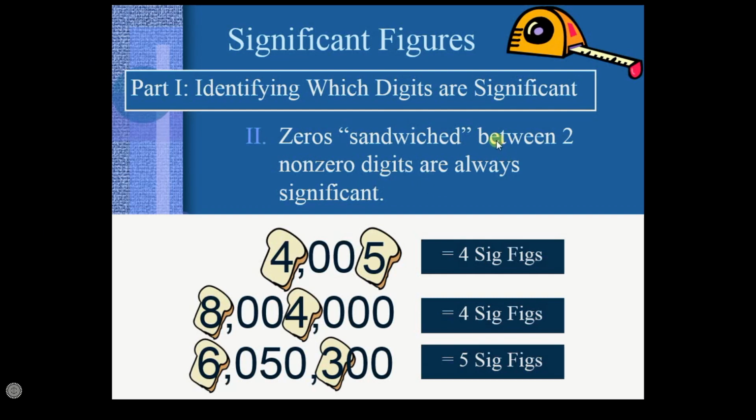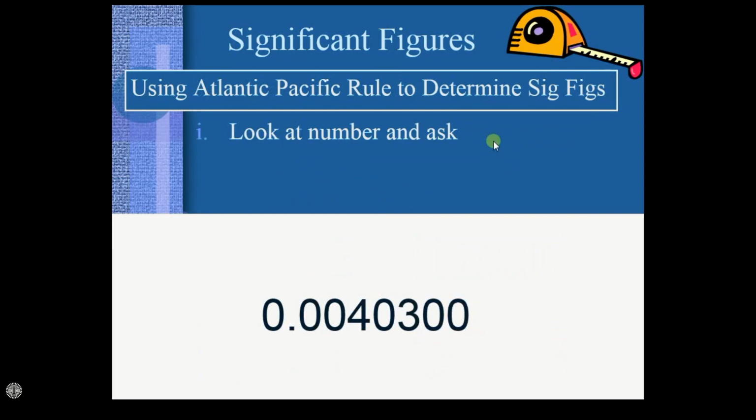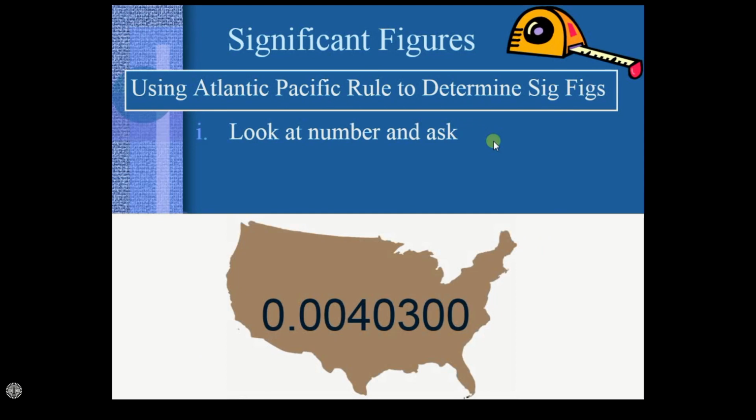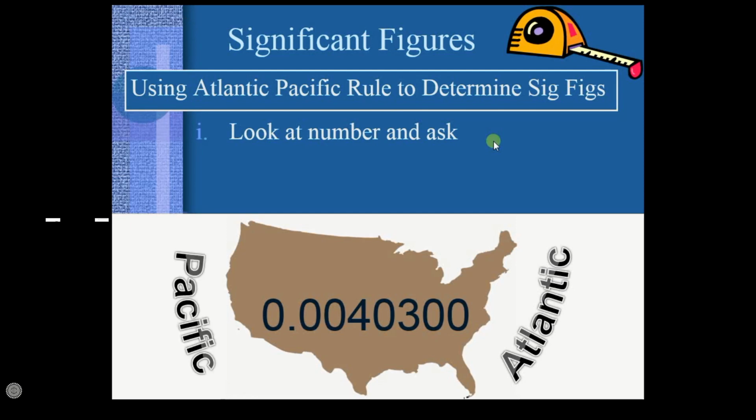Now, a quick and easy way to tell if a zero is going to be significant, if you're not sure if it's just a placeholder zero or not, is to use what's called the Atlantic Pacific rule. This can help you determine not only if a zero is significant or not, but how many total sig figs the number has. Step number 1 is to imagine the number superimposed over the United States, and then ask yourself, does the number have a decimal? Before you ask yourself that question, you need to know a little geography to use the Atlantic Pacific rule. You need to know which side of the U.S. is the Atlantic Ocean and which side is the Pacific Ocean.